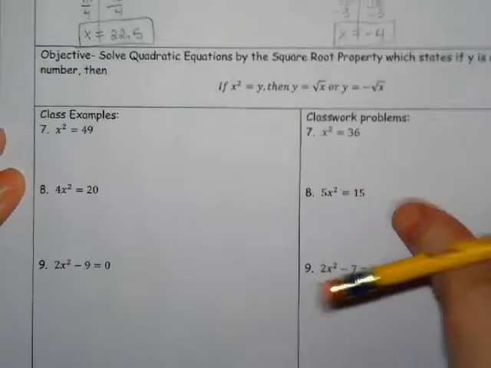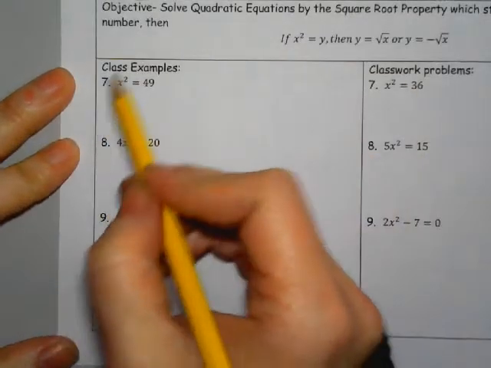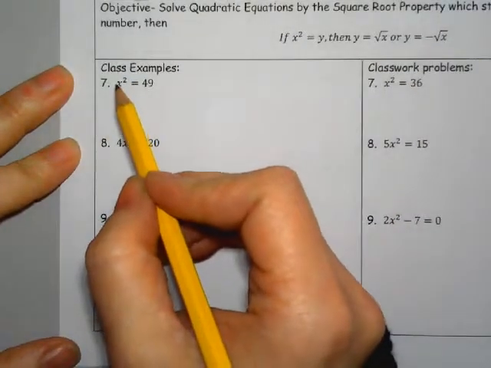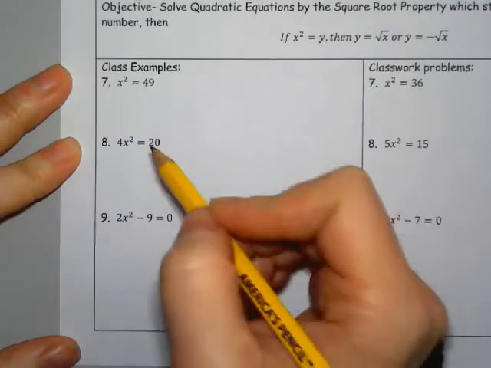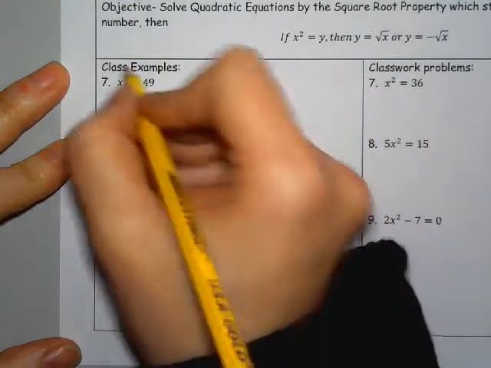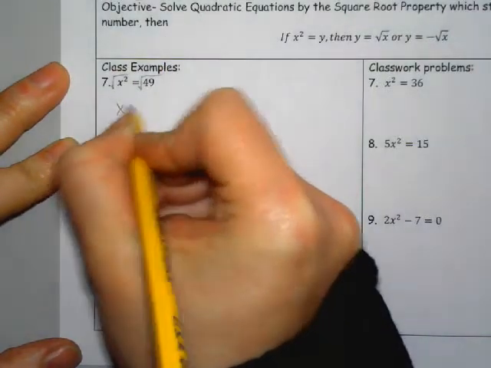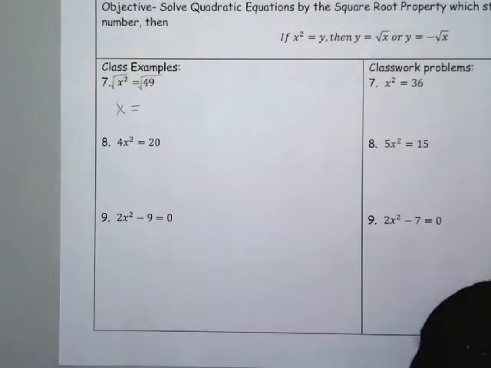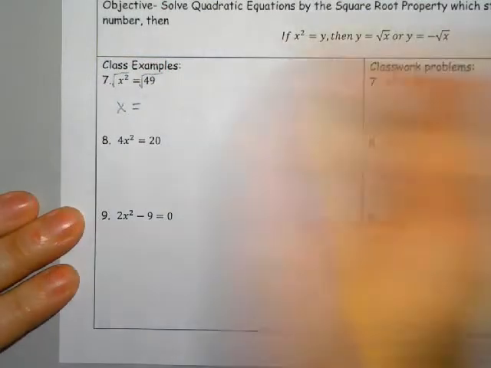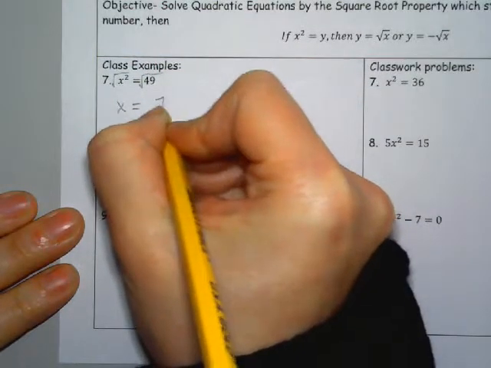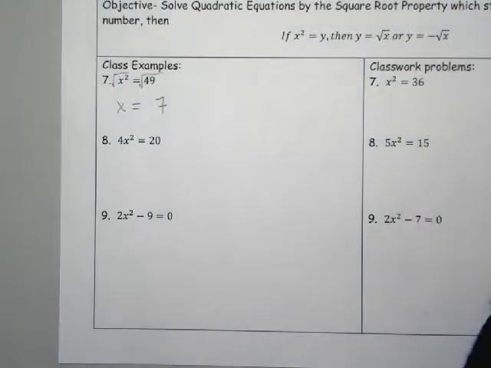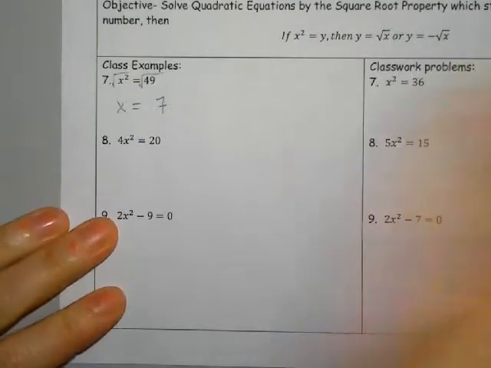So here's why. If I have 7 squared, that equals 49. If I have negative 7 squared, negative 7 times negative 7, that is also 49. So I have two answers here for x, plus and minus 7. That's what that little symbol there means, plus and minus. Any questions on that?